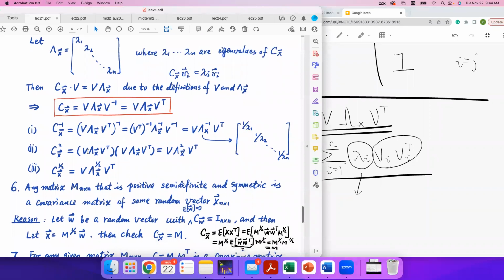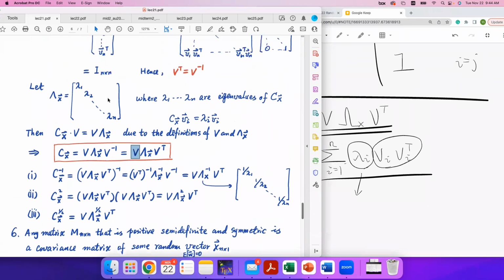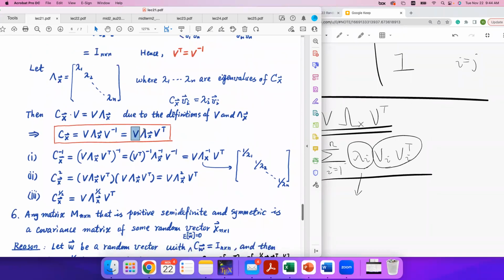And we have many properties. Basically, there are two important structures of this eigen decomposition. One is that V is an orthogonal matrix, so if we want to take the inverse, it is very convenient. And this big lambda is a diagonal matrix. It's a very simple matrix.